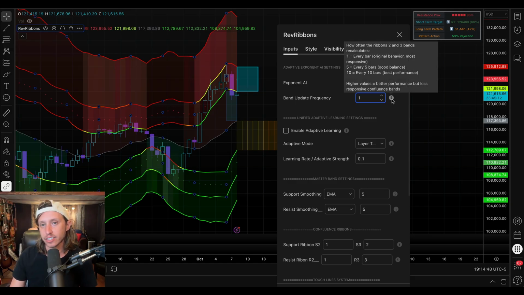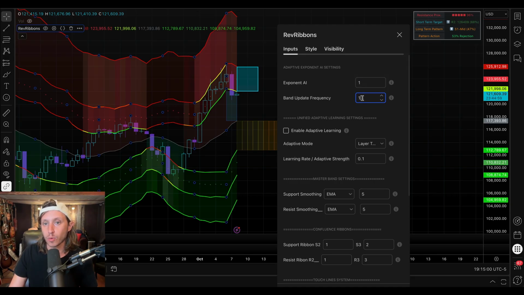extreme. It says here that 10 bar is best performance, and by best performance, it means data load is the lightest. It does not necessarily mean price interaction. I probably should change the wording there, but just to clear that up. I generally actually like lower settings, like 1 to 5 is my favorite.